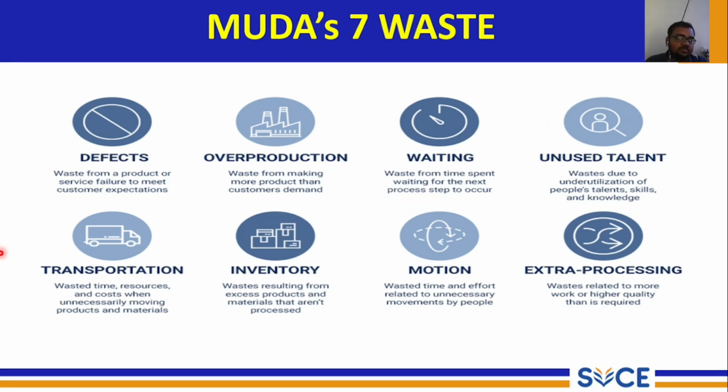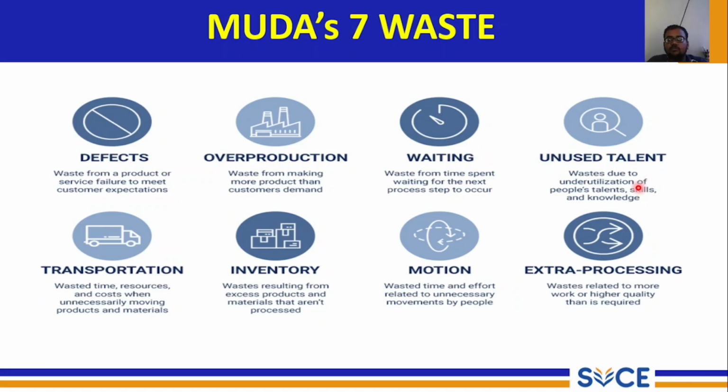The Muda 7 waste. The first waste is about defects, waste from a product or a service failing to meet the customer requirement. A defect is something which is not conforming to the given requirement. You call them to be a defect. Even if you are producing in excess, you call that overproduction, and you consider that to be a waste. If your requirement is 100 and you are producing 300, then the remaining 200 is considered to be a waste. The third waste is about waiting time. Waste for a particular machine or a worker being idle because the product or the material hasn't arrived. That is called the waste of waiting time.